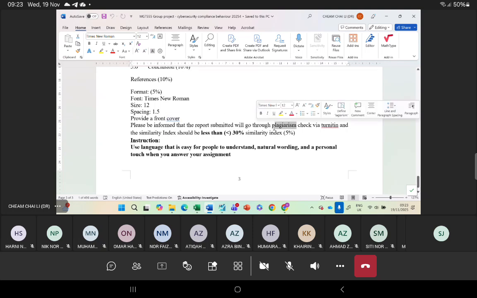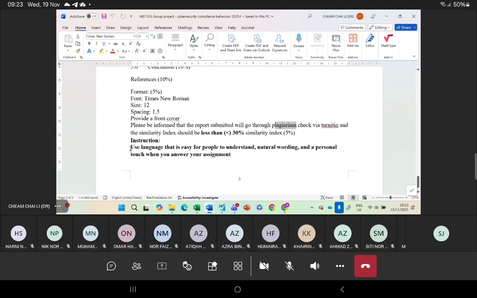I need to go through this plagiarism check. And you don't have to run the turn it in, I will do that, right? You don't go and purchase anyway. I will do the turn it in similarity index check, right?